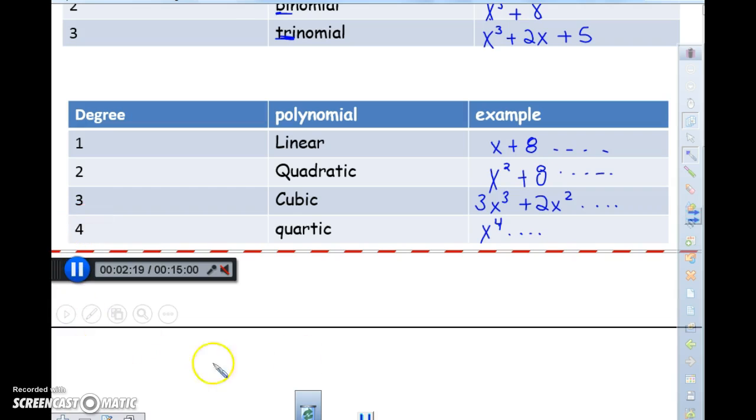Once we get past 4, we just call it a polynomial. And up here for the terms, once we get 4 and bigger, we just call it a polynomial. If this has a degree of 5, it doesn't really have a special name. It's just a degree of 5, or a degree of 6, or a degree of 8, or whatever it happens to be.